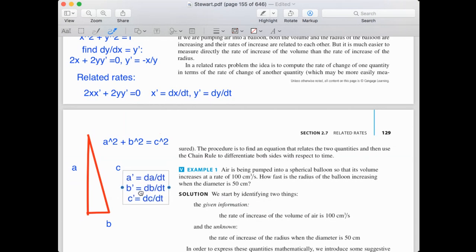We have these three more variables. And so the relationship between A, B, C is this: A squared plus B squared equals C squared. And now we use the idea of implicit differentiation. But we will consider A prime, B prime, C prime. So we can write 2A, A prime, plus 2B, B prime, equals 2C, C prime.